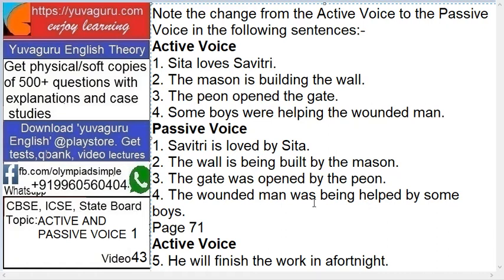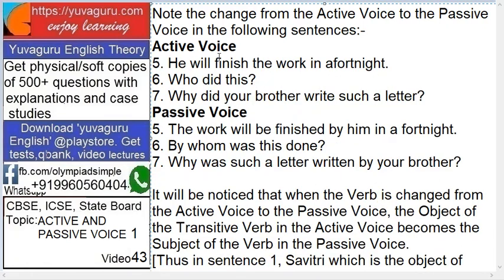The wounded man was being helped by some boys. Okay. Now next, he will finish the work in a fortnight. These two are separate words. He will finish the work in a fortnight. The work will be finished by him in the fortnight.